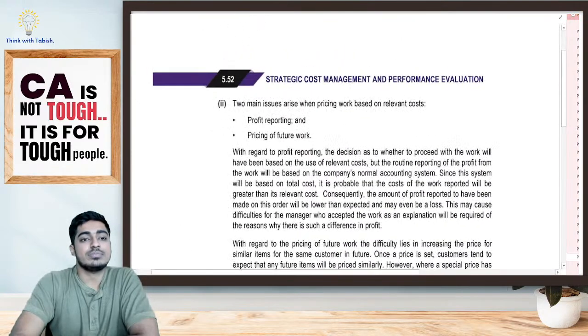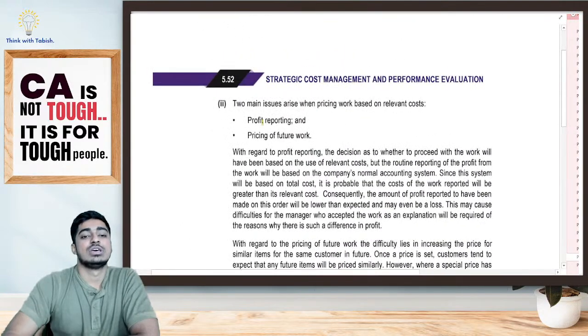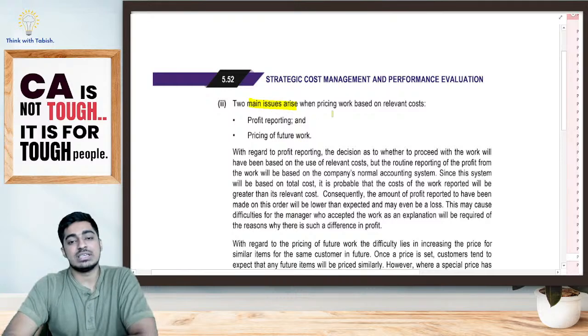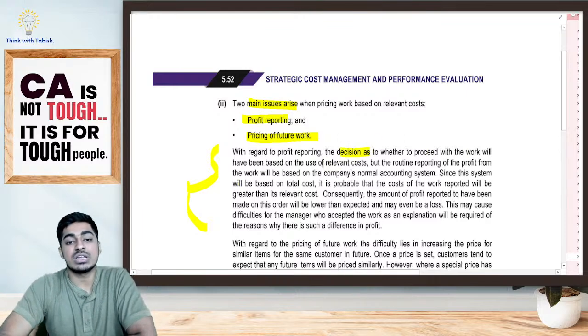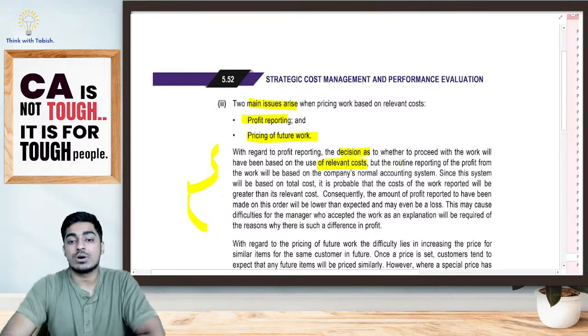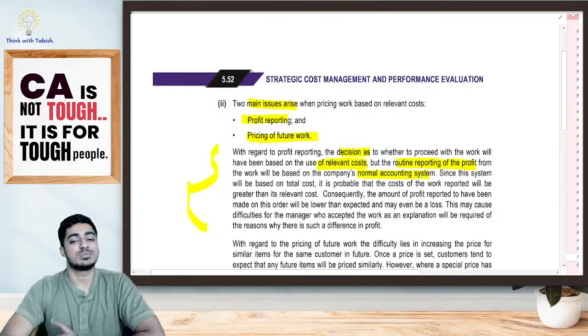Yes, look at the students. Two main issues arise while pricing work based on relevant cost: profit reporting and pricing of future work. Profit reporting: the decision as to whether to proceed with the work has been based on relevant cost. We take a decision based on relevant cost. However, profit reporting will be based on the normal accounting system. First point which we have told.